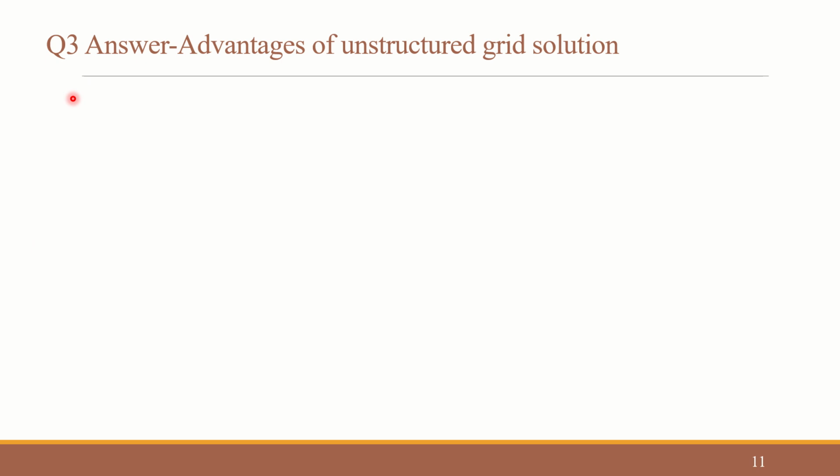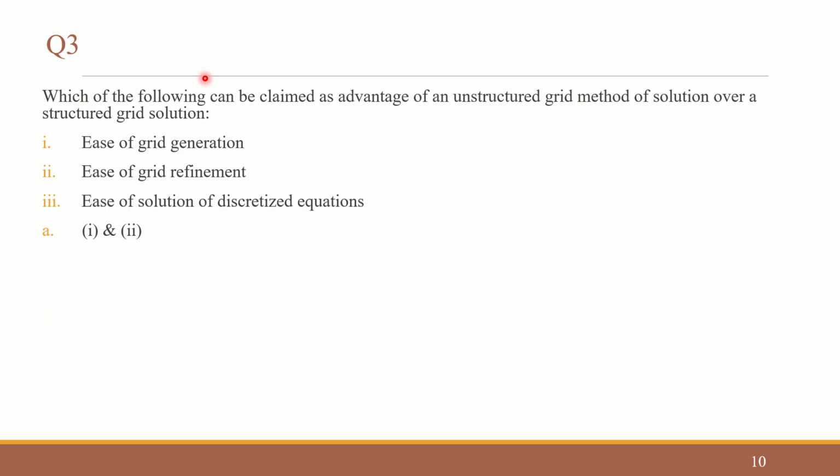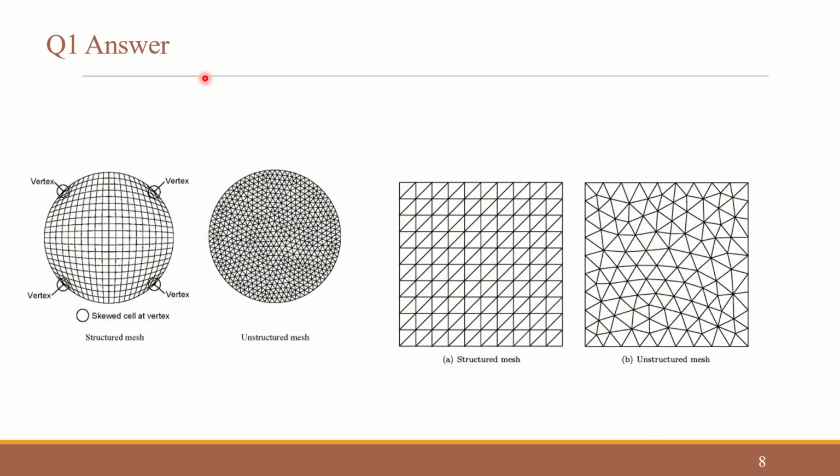So we'll quickly see how option A is the right answer, and we will see what are all the advantages of unstructured grid solution. The grid density can be controlled in any region without worrying much about the density getting increased in another region. So this is one advantage of an unstructured grid. For example, this is our domain. This is our structured mesh, or we can keep it like this as well.